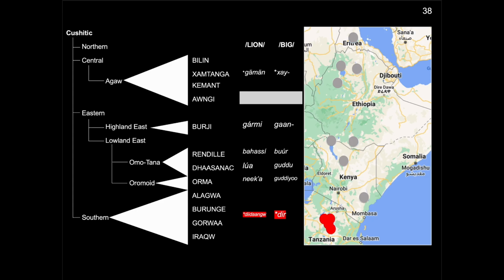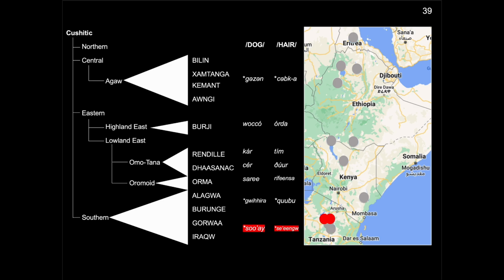The first is that the word lion and the word big or fat share the same root across West Rift Southern Cushitic, but not anywhere in wider Cushitic. As a second example, the word for dog and the word for hare also share the same root in Iraq and Gorwa. This is a bit harder to see, but it becomes rather more convincing if we consider the word for dog in West Iraq is se-ai rather than so-ai.